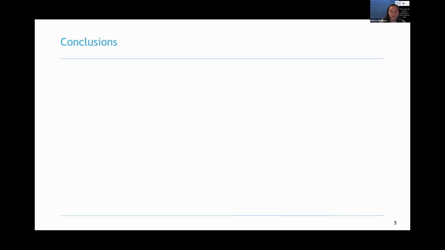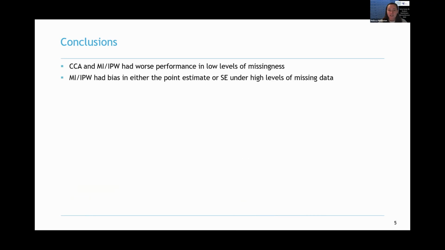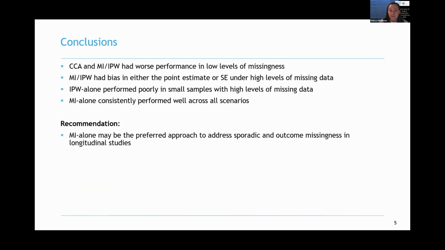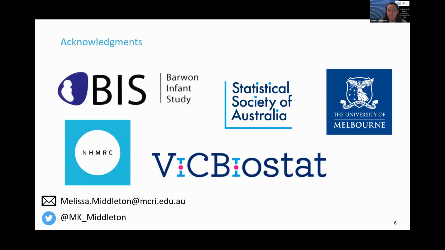So bringing all this together, we have our complete case analysis and the combined approach had the worst performance across all the approaches that we considered when we had low levels of missing data, and that the combined approach actually was biased in either the point estimate or the standard error when we had high levels of missing data. IPW alone performed poorly in small samples with high levels of missing data. But what we did actually see is that consistently across all the scenarios, MI alone had the best performance. And that leads to our recommendation that MI alone should be the preferred approach when addressing sporadic and outcome missingness in longitudinal studies. Thank you.